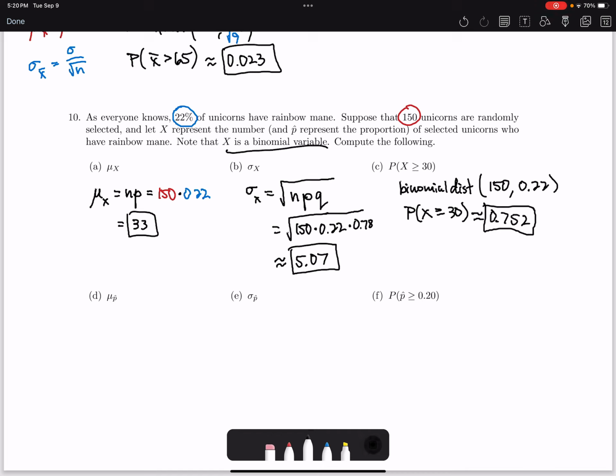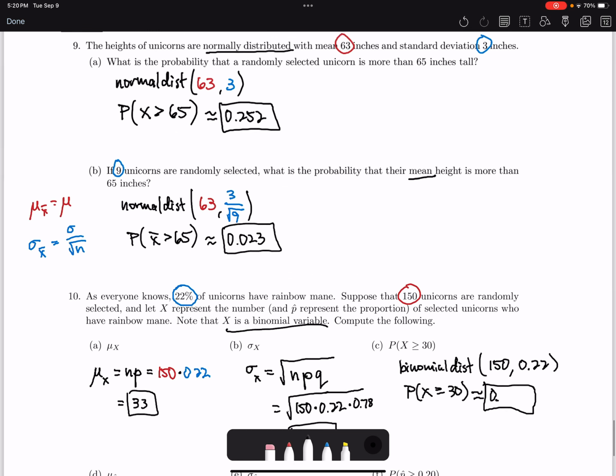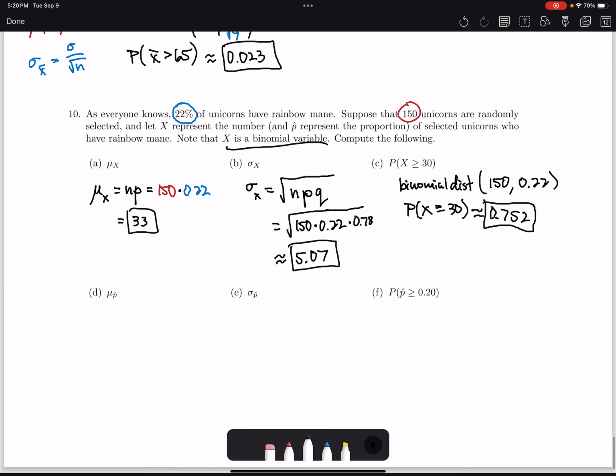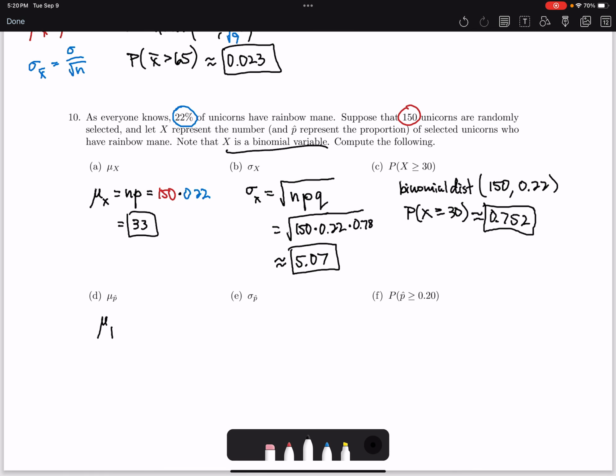Part D asks for mu sub p hat. P hat is the sample proportion. X was the number of unicorns with rainbow mane. P hat is the proportion of unicorns with rainbow mane. We want to compute mu sub p hat, and this is the formula for that. Mu sub p hat is just equal to p. And P, we already said, was 0.22.